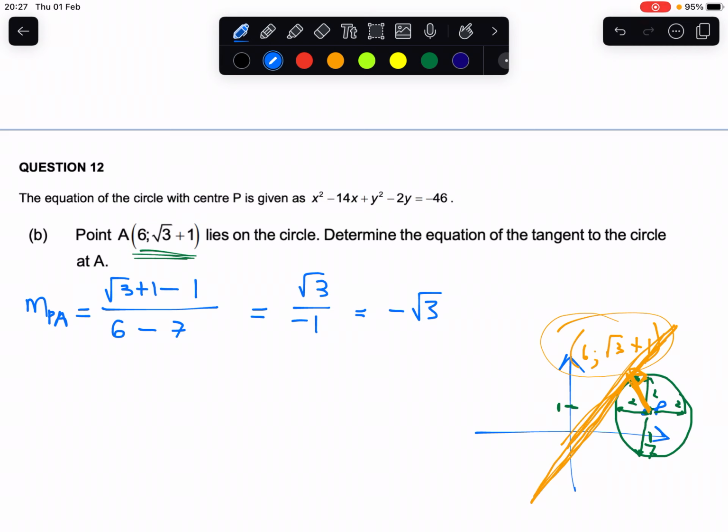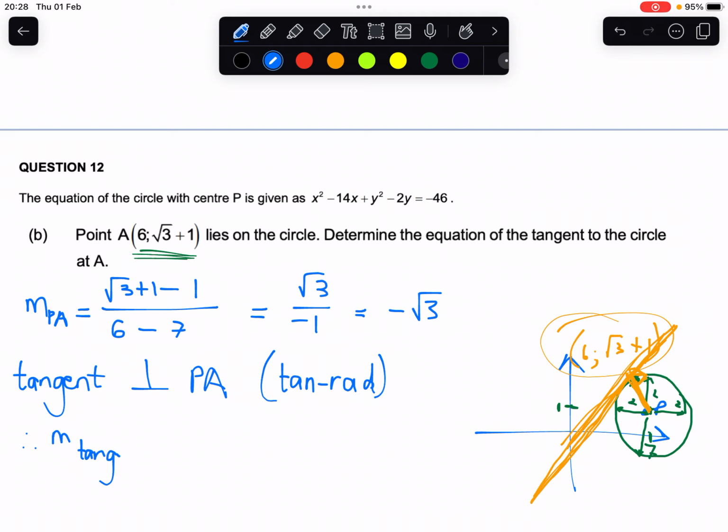Okay, so we then know that the gradient, how shall we say this? Okay, so we know that the tangent is perpendicular to PA, right? And that's because of tan rad, that tan rad theorem. And so therefore, the gradient of the tangent is going to be the negated reciprocal.